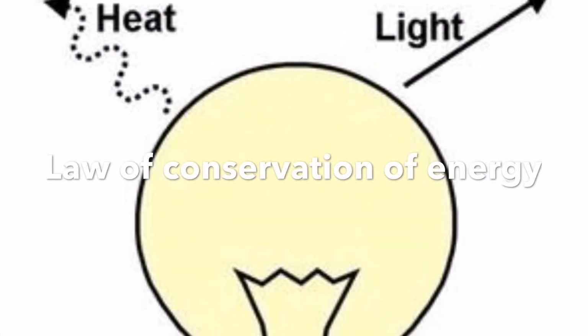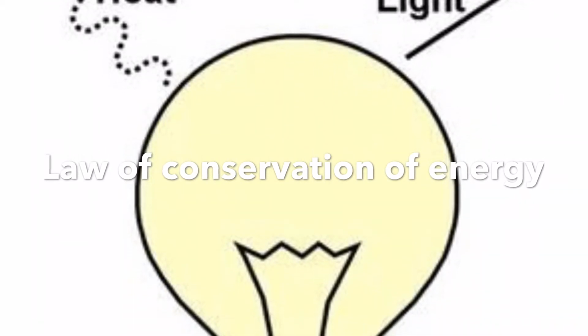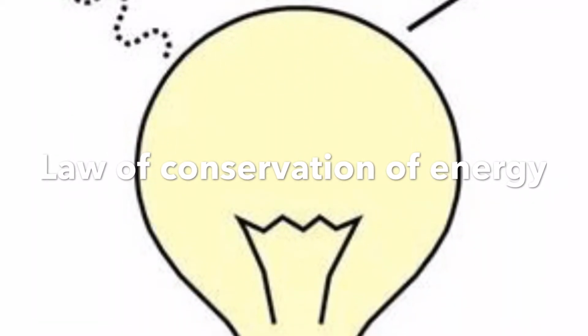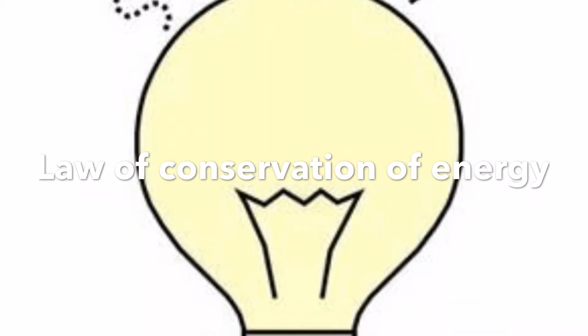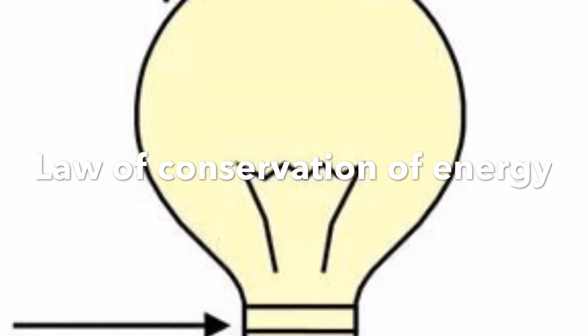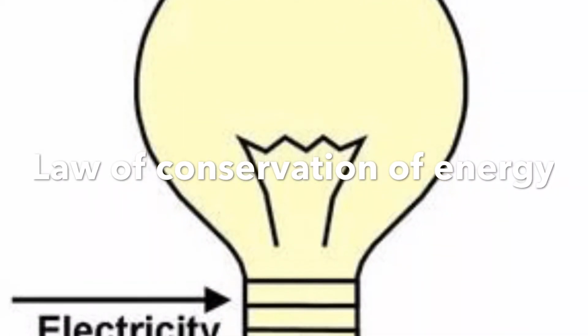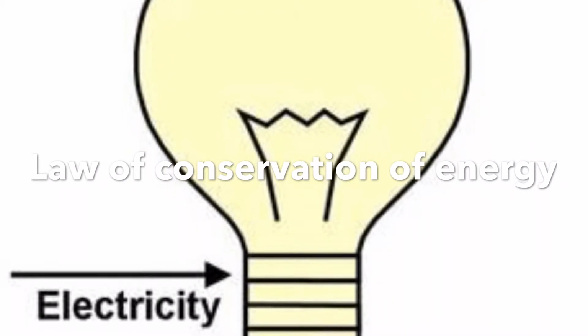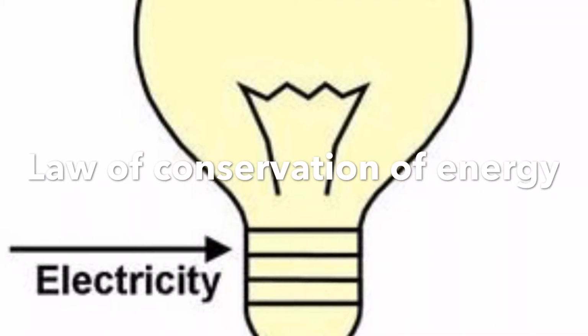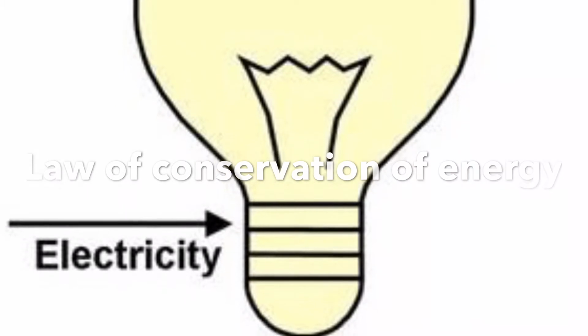The law of conservation of energy states that energy cannot be created or destroyed. A light bulb is a perfect example of this, as when it takes energy, it gives off light and thermal energy, leaving the energy intake and outtake in an equilibrium.